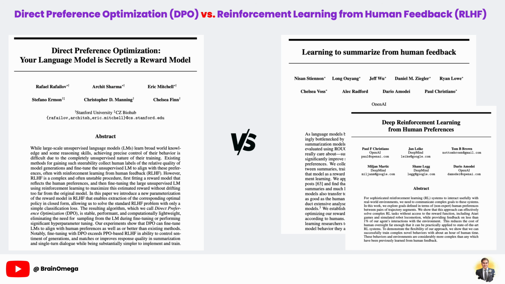Imagine you're a music producer trying to get the perfect vocal take. The old way is complicated. You first hire a panel of music critics to write a detailed scoring rubric for what good singing is. Then you use that complex rubric to coach the singer, take by take. It's slow, expensive, and often unstable.